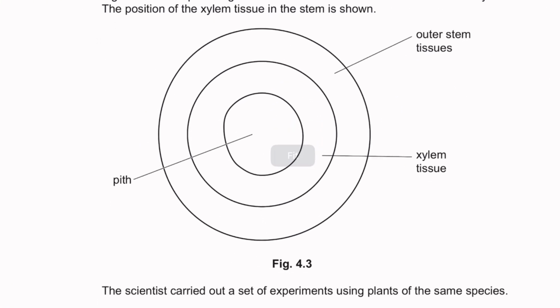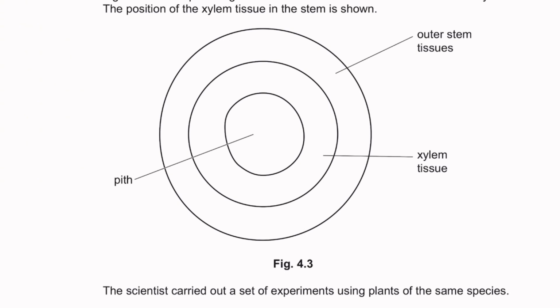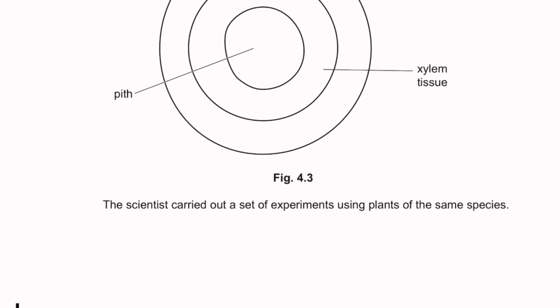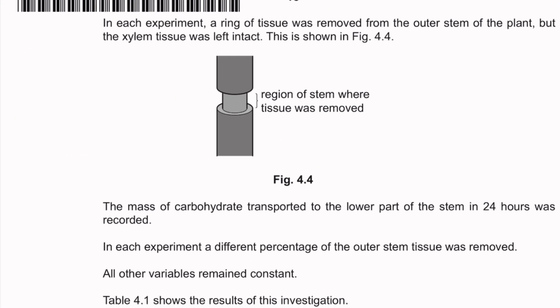Now 2. A scientist carried out an experiment to study carbohydrate transport in the stem of a woody plant. Figure 4.3 shows a plan diagram of the transverse section of a stem studied by the scientist. The position of the xylem tissue in the stem is shown, so we have a pith, outer stem tissue, and xylem tissue. And it says the scientist carried out a set of experiments using plants of the same species. In each experiment, a ring of tissue was removed from the outer stem of the plant, but the xylem tissue was left intact, and this is shown in figure 4.3. So he removed a part of the stem, but he kept the xylem tissue.